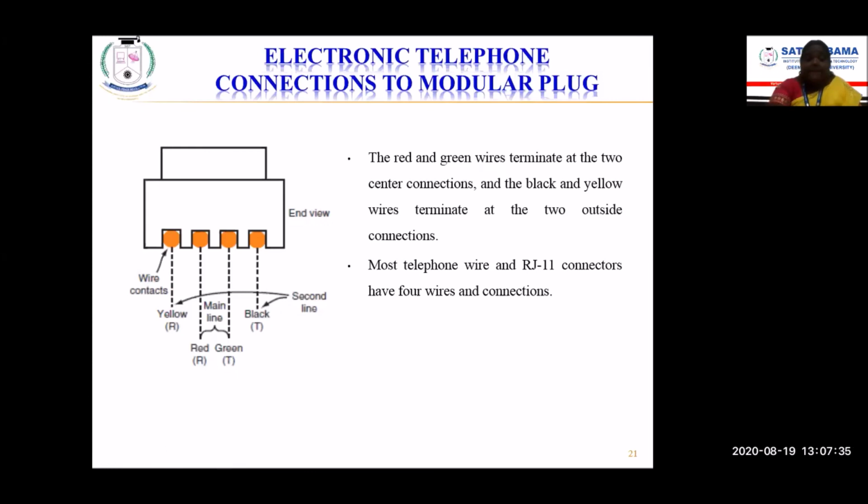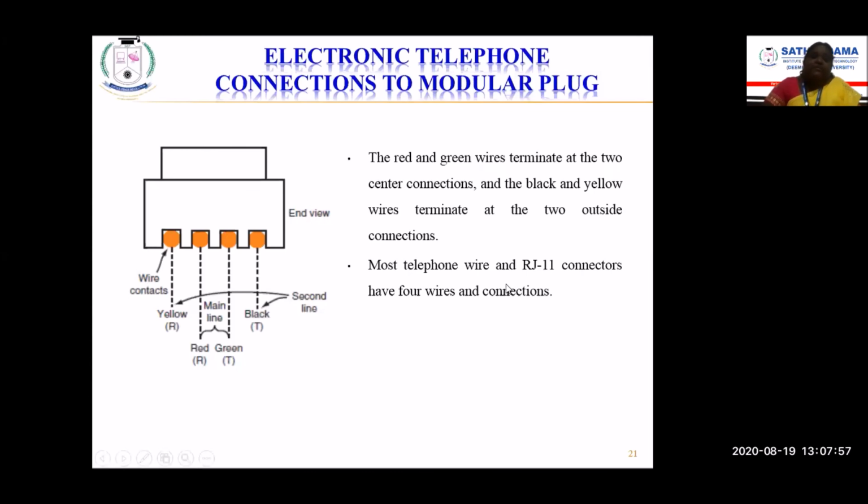That is the main line. If you want a second line, you have an additional option, the yellow and the black. Yellow will act like a ring connector, and the black will act like a tip, if you want to extend the second line. These are the wire connections, and this is the end view of that RJ11 connector.